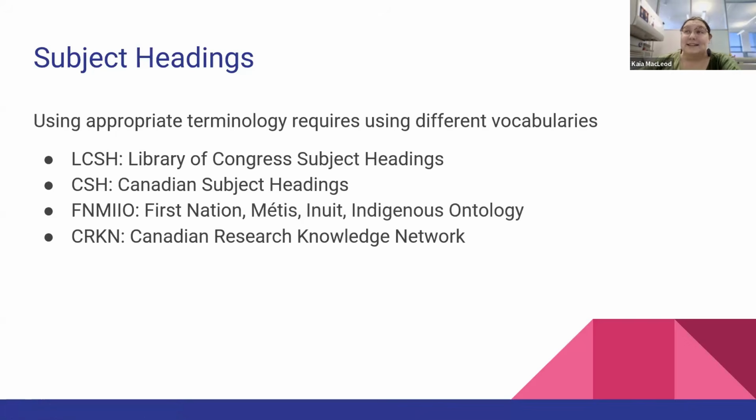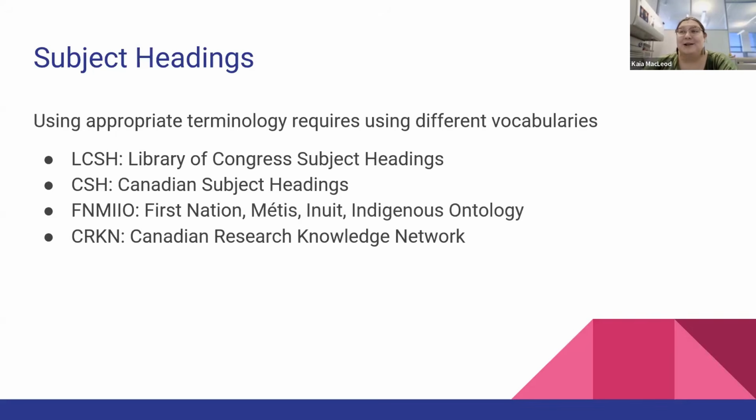So LCSH is the Library of Congress Subject Headings, and it's used throughout the world of records. It's the biggest standard international vocabulary that we have access to. However, that does mean a big ship will take a while to turn. Although they have been working on updating their subject headings related to Indigenous peoples, it is going to take some time before anything official is released. Next, we have Canadian Subject Headings, CSH. This is a supplementary vocabulary to LCSH, so that means if the term already exists in Library of Congress, Canadian Subject Headings is not going to make a term unless they are wildly different.